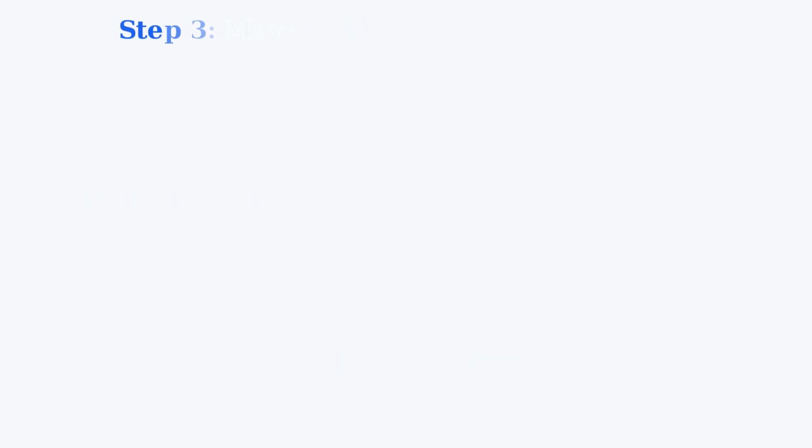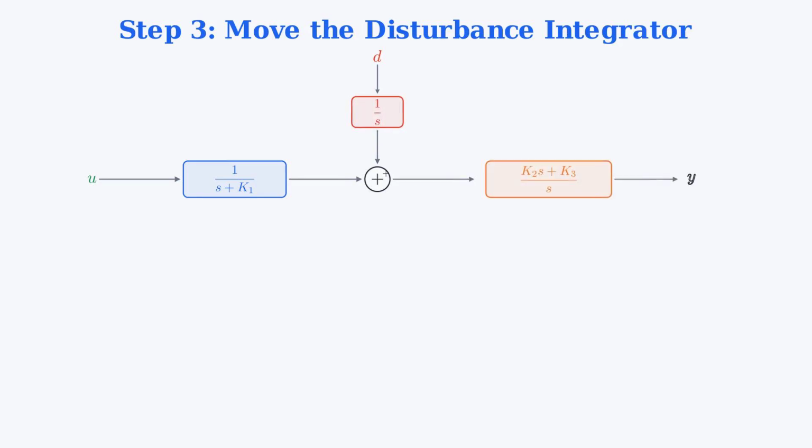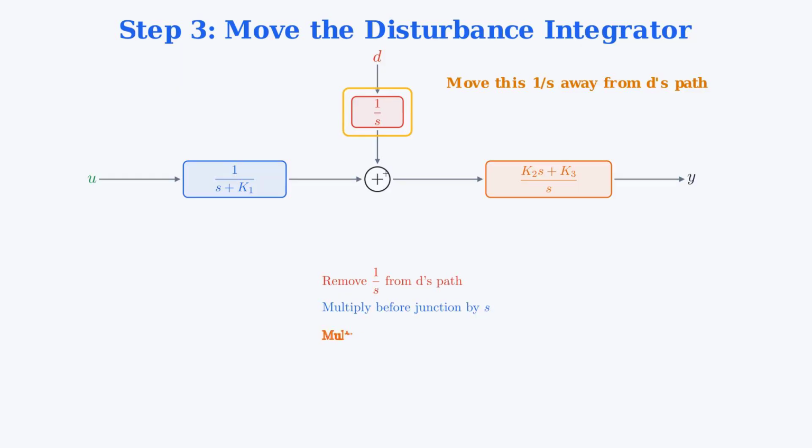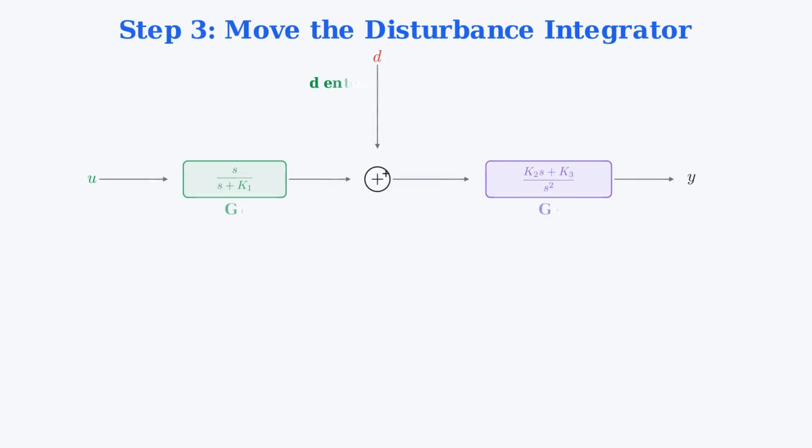Step 3. Rearrange to match the target form. Right now, our diagram looks like this. U goes through 1 over S plus K1, then reaches a summing junction where D enters through an integrator 1 over S. And then the combined signal goes through K2S plus K3 over S to produce Y. But the target form requires D to enter the summing junction directly without any integrator. So we need to move that 1 over S block.